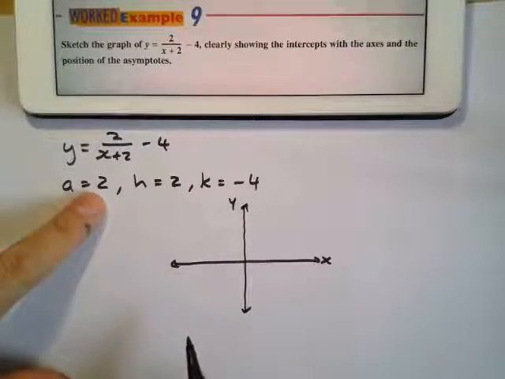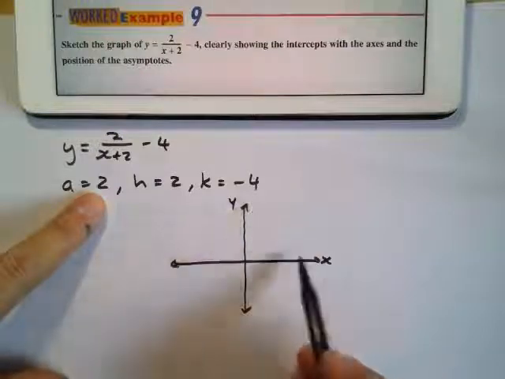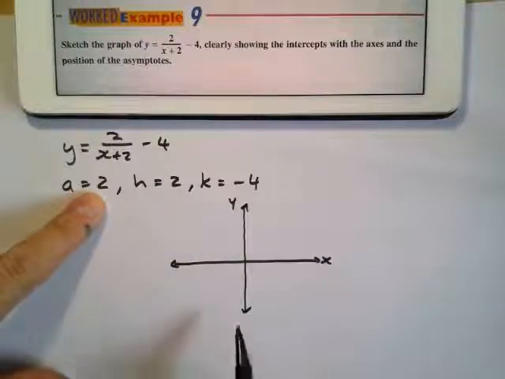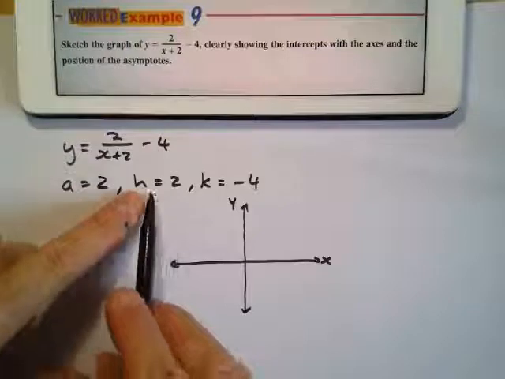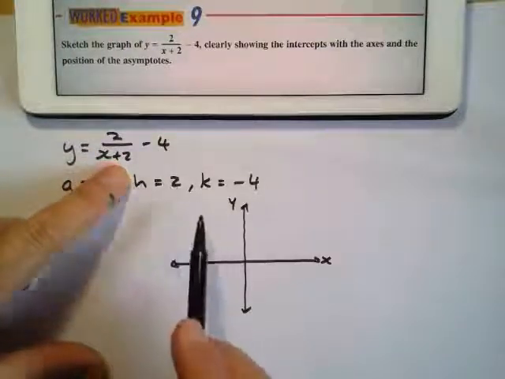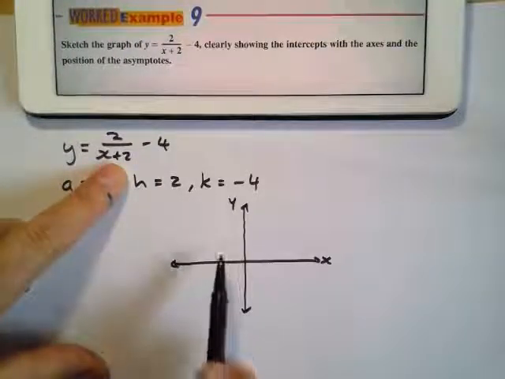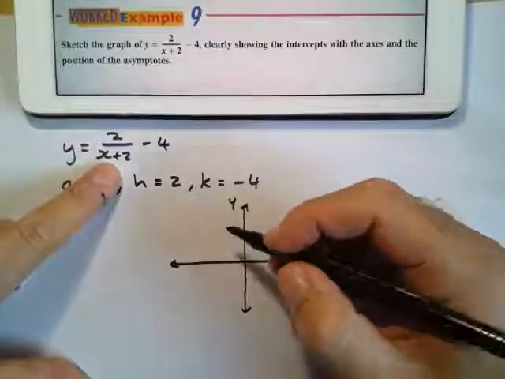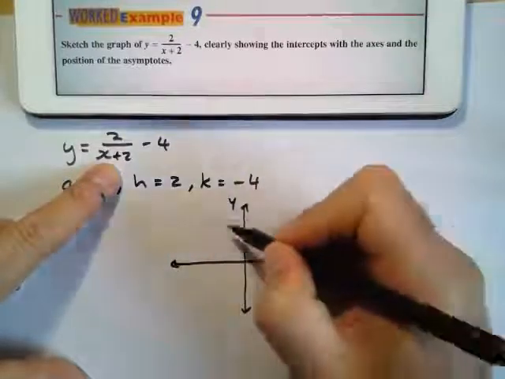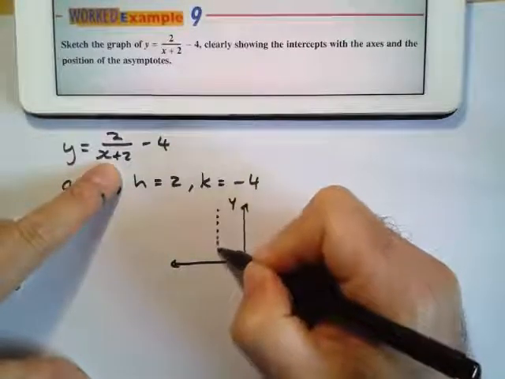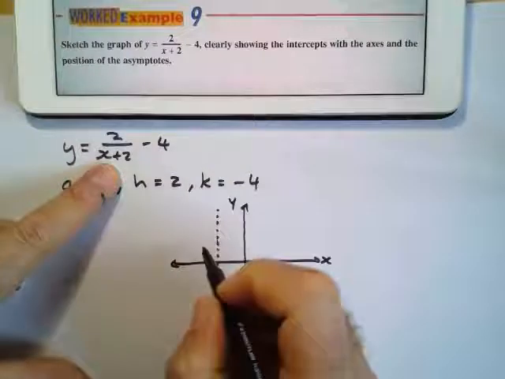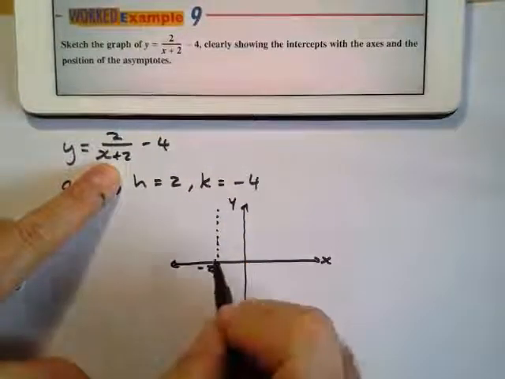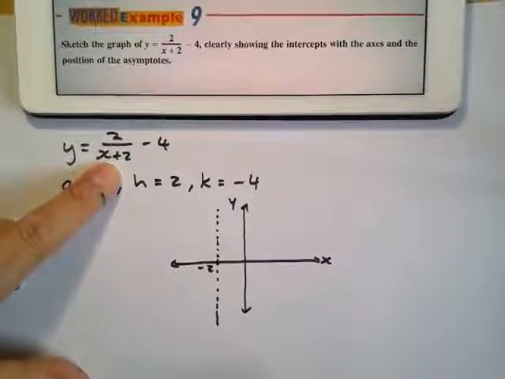First of all, a is positive, which means it's going to be in my first and third quadrant. Now I'm going to look at my asymptotes. h is plus 2, which means that it always goes in the negative direction. So my asymptote will be at x equals negative 2. And I'm going to write negative 2 there. You have to show that.